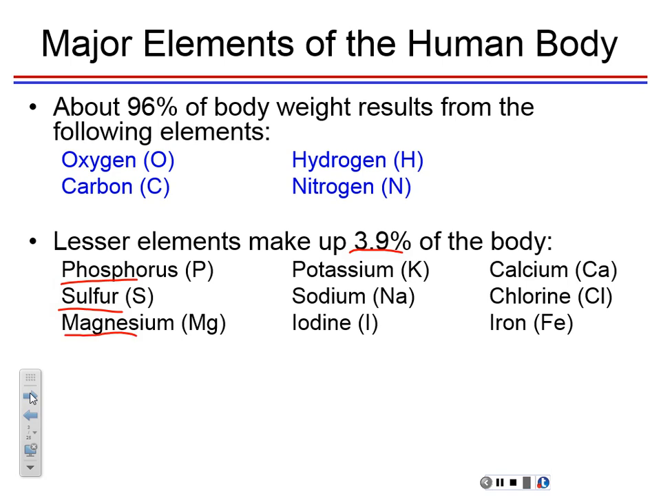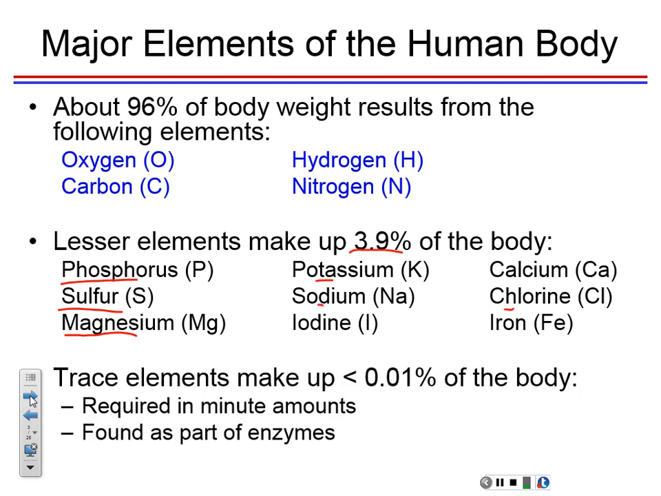And magnesium, calcium, sodium, and potassium are important for electrical conductivity in the neurons. We'll do action potentials later on. Chlorine is also found in blood. Iron is, of course, for hemoglobin. And then trace elements are the ones needed in very minute quantities, and they're usually part of enzymes. They catalyze or affect the rate of the enzyme reactions. Things like selenium, manganese, copper, and zinc.